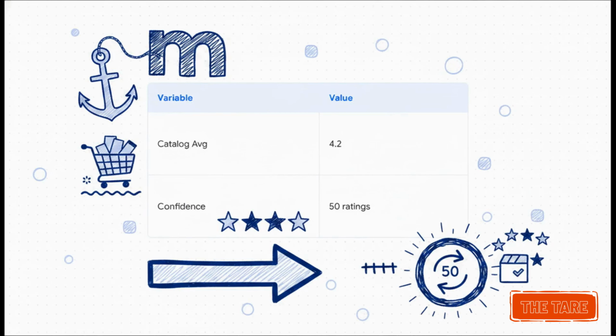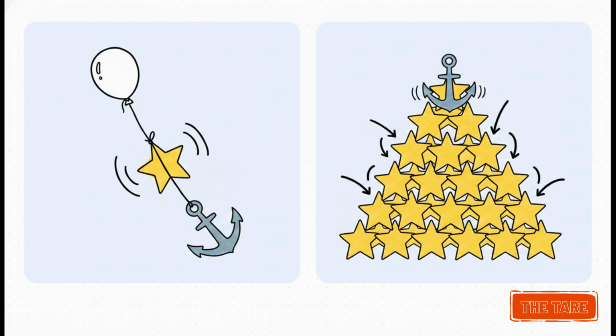Here is a simplified, illustrative demonstration of how this works. Imagine the whole catalog of products averages a 4.2. We will call that the catalog average, and it acts as our starting anchor. Then, the platform sets a confidence amount. Let's say 50 ratings. This represents the amount of evidence a product needs before its own score can fully break free from that anchor.